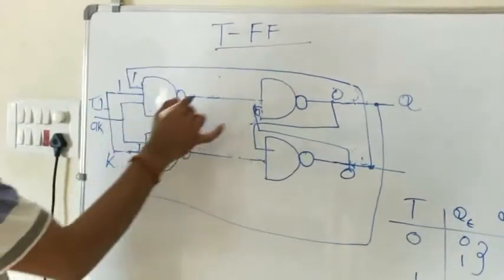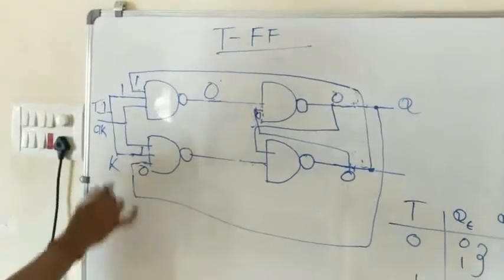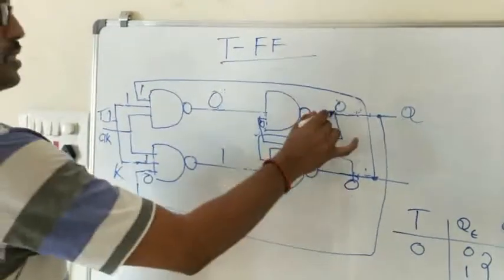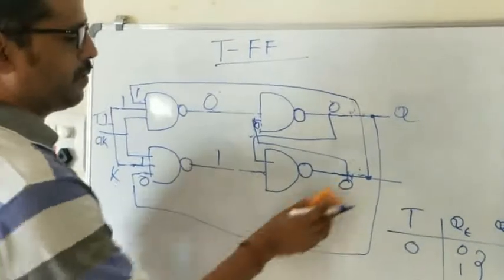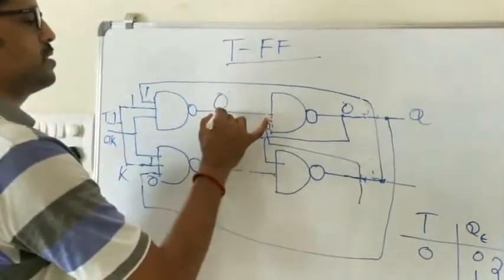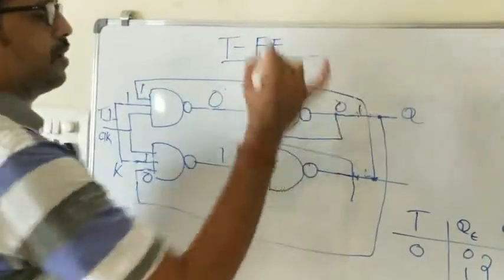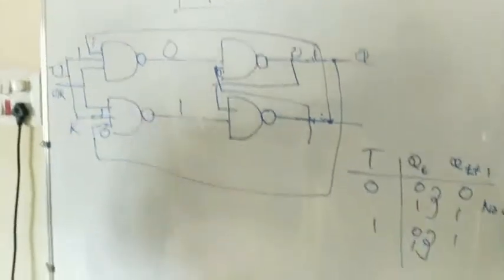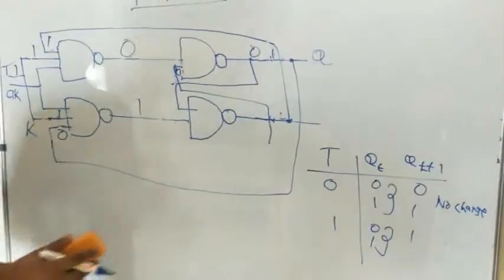So all the inputs are 1 means the output of NAND gate is 0. Here the output of NAND gate is going to be 1. So 0, 1, what will you be getting? 1 you will be getting here. And 1, 0 means what will you be getting? 1 you will be getting. So when Q present state is 0, next state is 1.